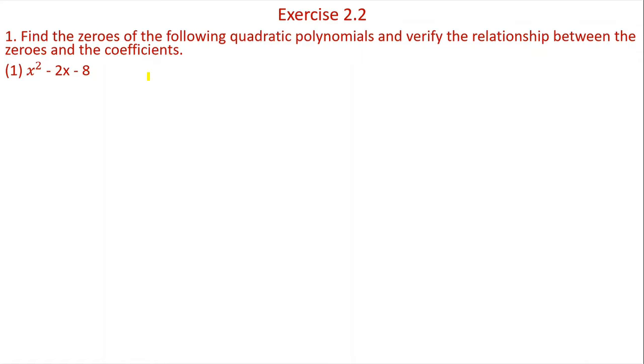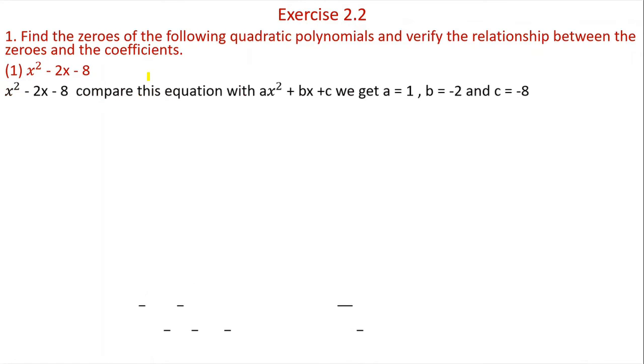So let us compare it with the standard form of quadratic polynomial, that is ax square plus bx plus c. Then we are getting the values of a, b, c as a is equal to 1, b is equal to minus 2 and c is equal to minus 8. Now, in order to find the zeros for the quadratic polynomial, we want to find factors for the given expression.